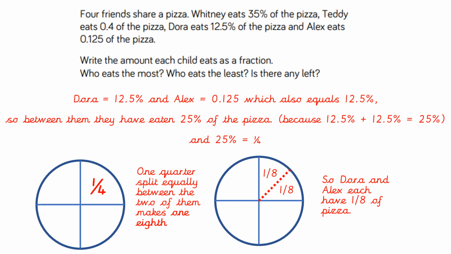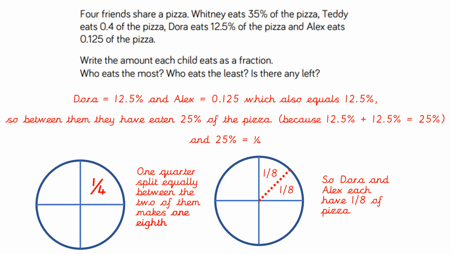Dora eats 12.5% and Alex eats 0.125. Now 0.125 also equals 12.5%. It's going to be difficult to write 12.5% as a fraction because you can't put 12.5 out of 100. So the best thing to do here is say, right, between them, so if we add Dora and Alex's together, 12.5% add 12.5% equals 25%. So between them, they've eaten 25% of the pizza.